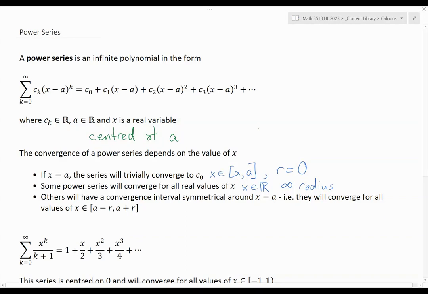Now, I've written this with closed bounds, but one or both of the boundaries could also be open bounds. So you could have something where a minus r and a plus r are both open, or one of them might be open and one of them might be closed. We'll see an example of that in a moment.